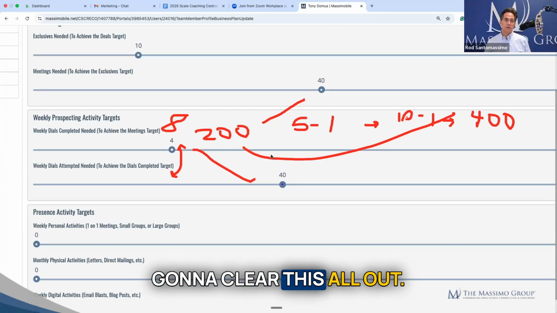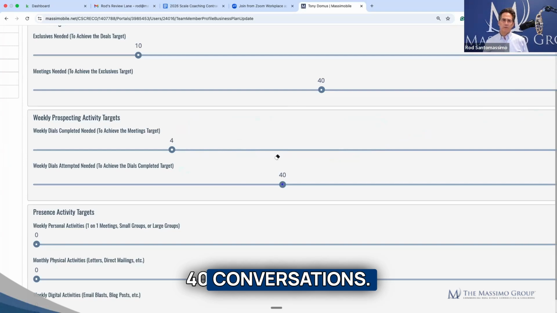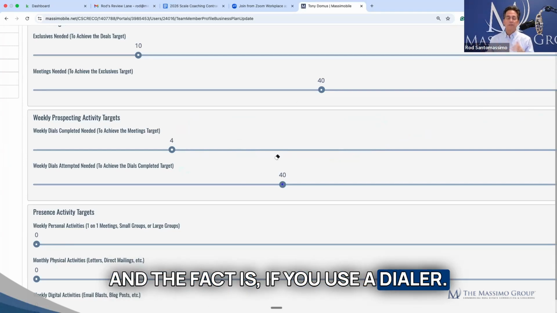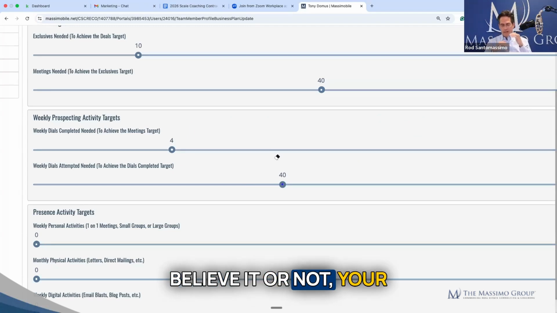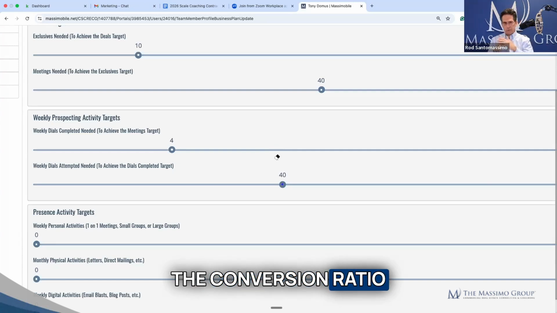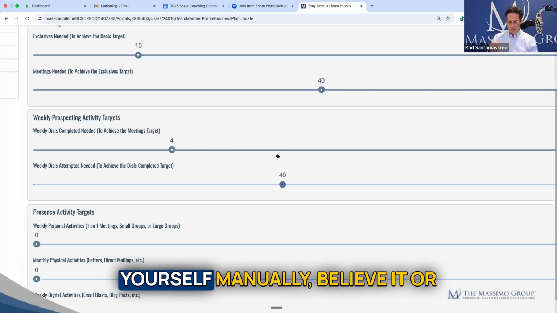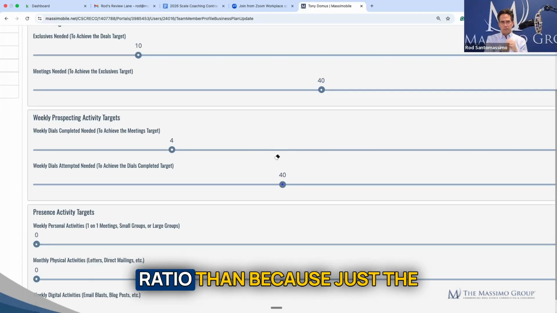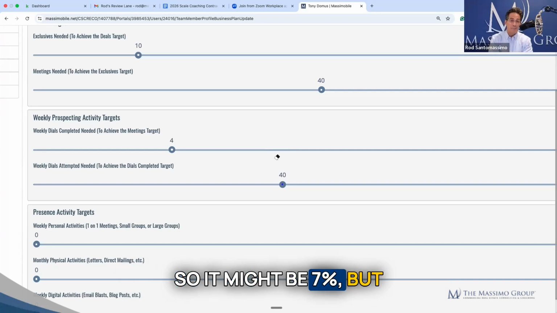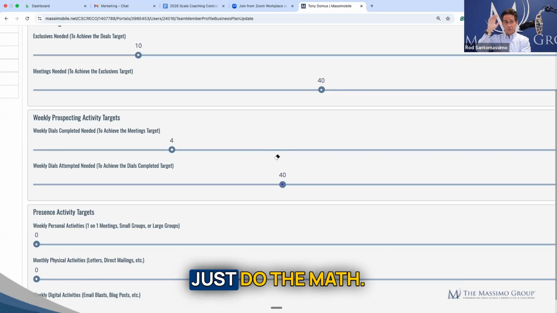So I'm going to clear this all out and make it really simple. Let's say I need 40 conversations. Let's say it takes you 10 dials to talk to one person. And the fact is, if you use a dialer, and most of you should use a dialer, believe it or not, your conversion ratio goes down. You have more quality conversations, but the conversion ratio tends to go down. Historically, that's been proven over the years. If you dial the phone yourself manually, you have a higher connection ratio, because the aggregate numbers just drop with a dialer. It might be 7%, but 10% is here right now. Hope you're following this.